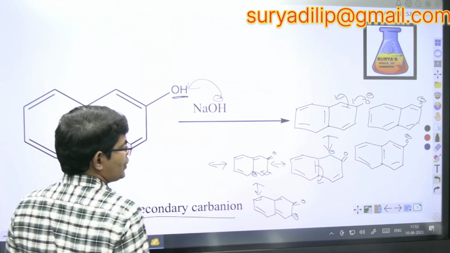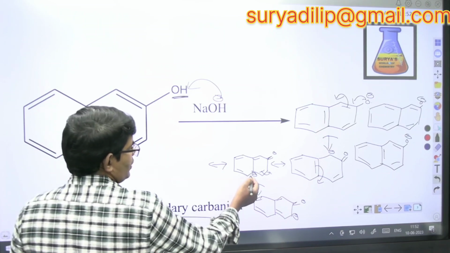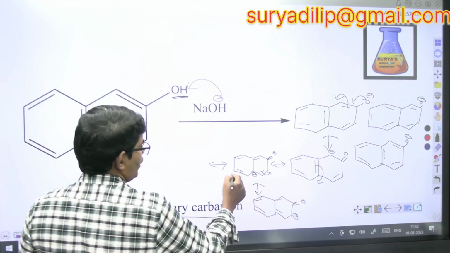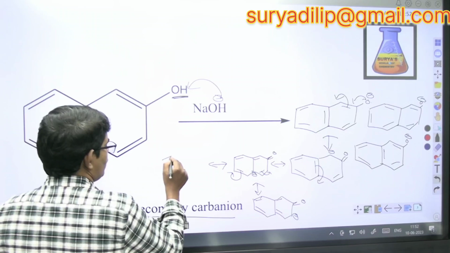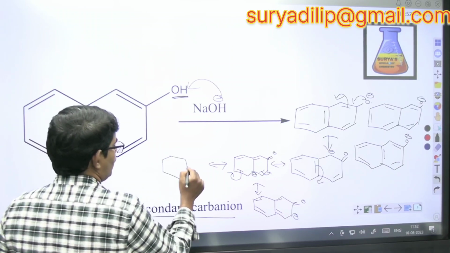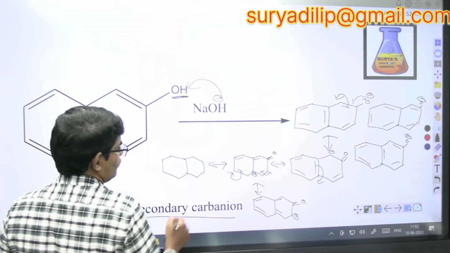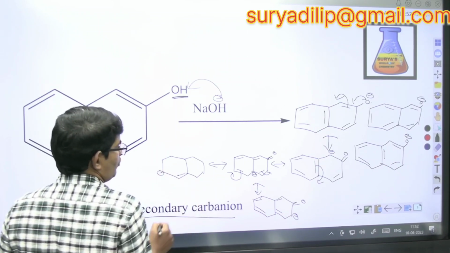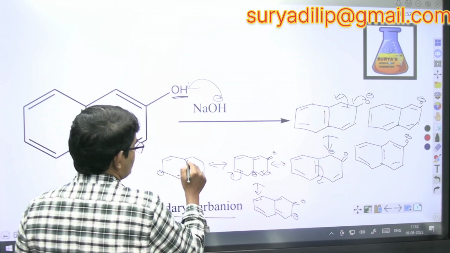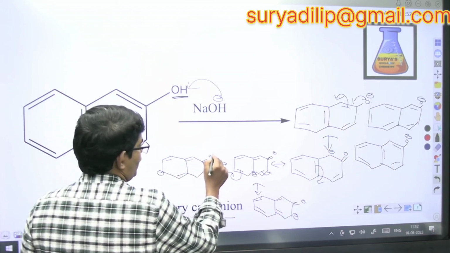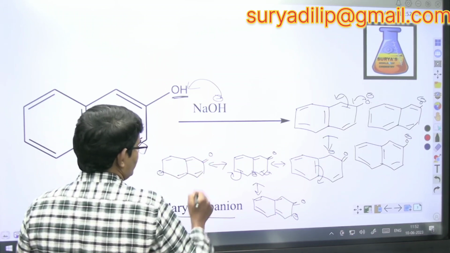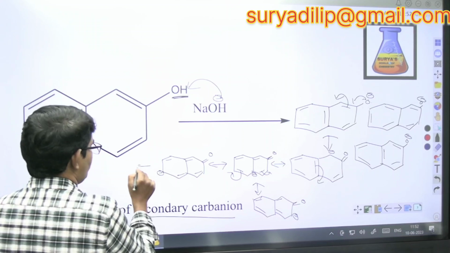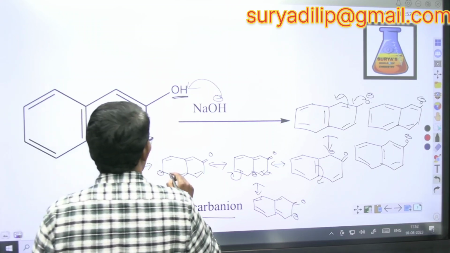So you have a negative charge here. This negative charge can further delocalize in this direction and you will get another new resonating structure. So here you are going to get a negative charge. Here you will have a pi bond, and the already existing pi bonds will remain as they are. Clear? Next, we can have one more resonating structure.